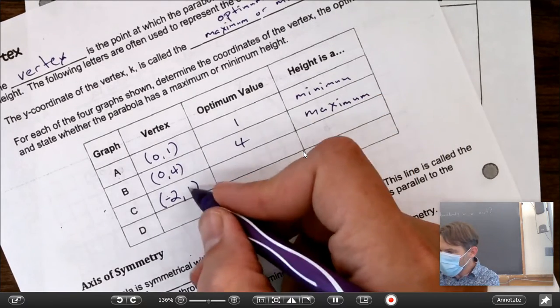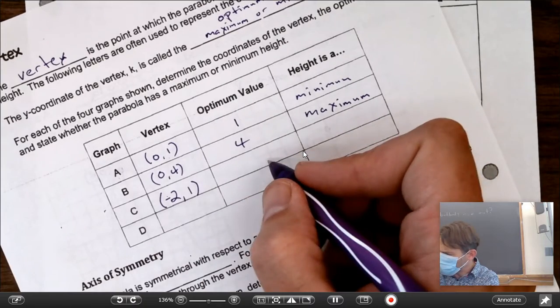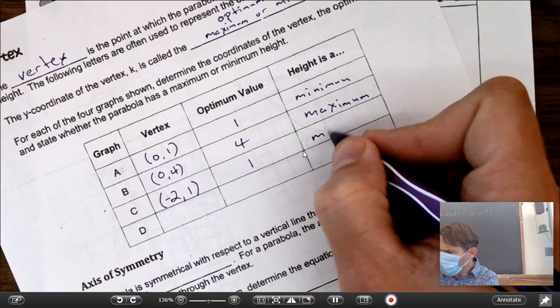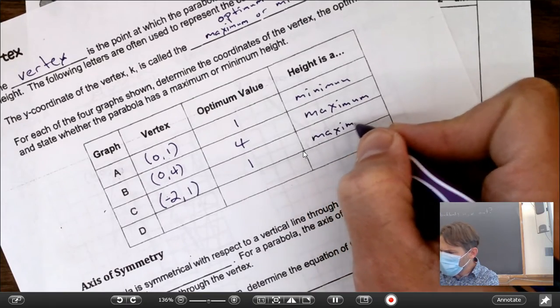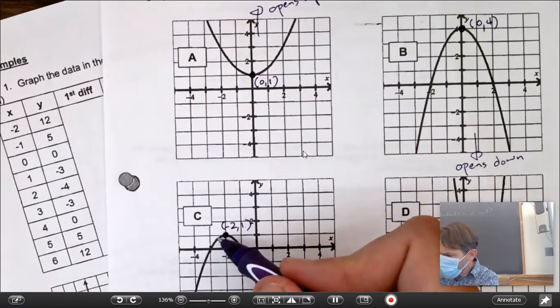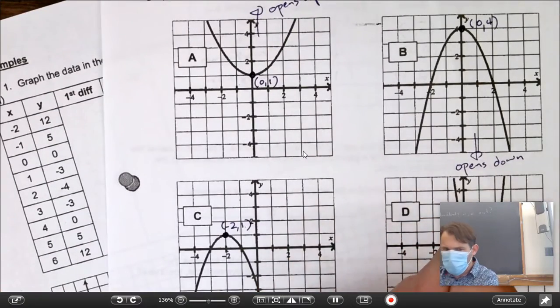The optimum value here is just the Y value. So is it negative 2 or 1? 1. Good. Is it a maximum or minimum? Maximum. Yeah, that parabola also opens downwards. It's also the maximum value that parabola reaches, then it turns around and goes the other way.